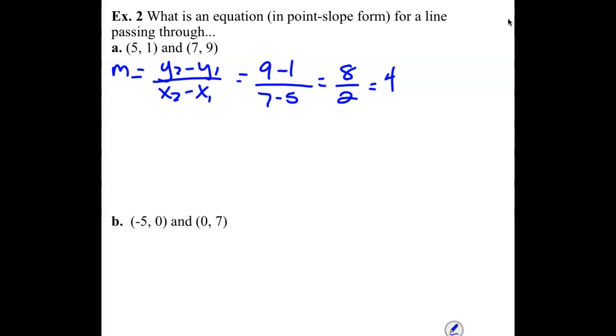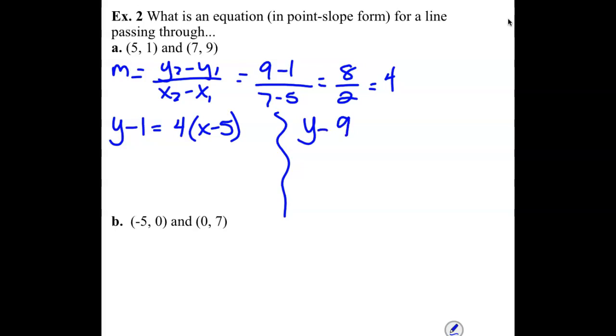Okay, now, which point do we use? When we want to write this in point slope form, we now have a slope, but we have 2 points. Which one do we use? It doesn't matter. You can pick either one. For this first example, I'm going to show you both of them. In the future, you just have to pick one. Okay? So, if I use the first point, I'd have y minus 1 equals my slope times x minus 5. Agree? If I use the other one, I have y minus 9 equals my slope of 4 times x minus 7.